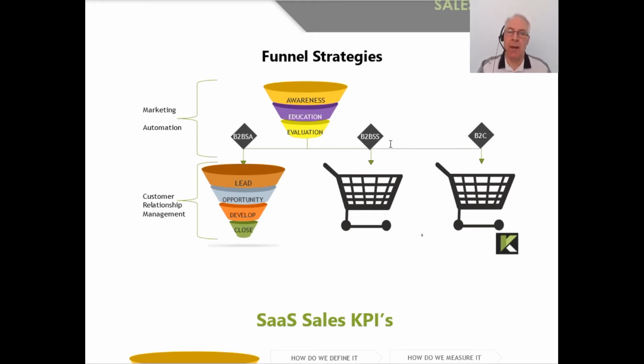B2B SS. SS stands for self-serve. So it's business to business, however, they are serving themselves. And the opposite to that would be B2B SA, and that's sales assisted. A couple of examples on that. Easy examples would be LinkedIn. When you go to join LinkedIn, it's B2B, but it's self-service. However, on B2B, if it's for their LinkedIn Learning package, that's going to be sales assisted.